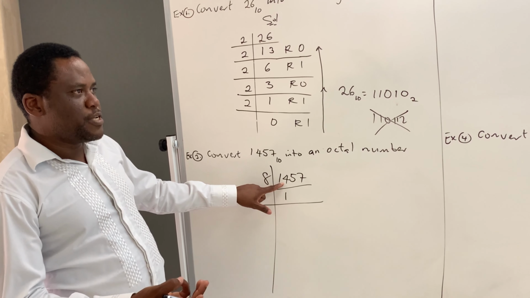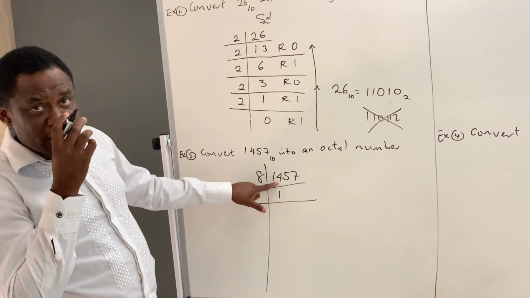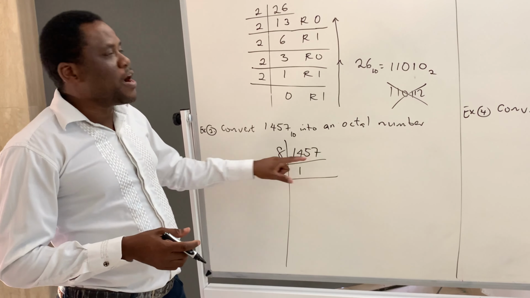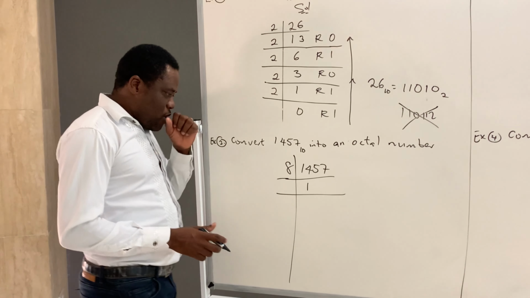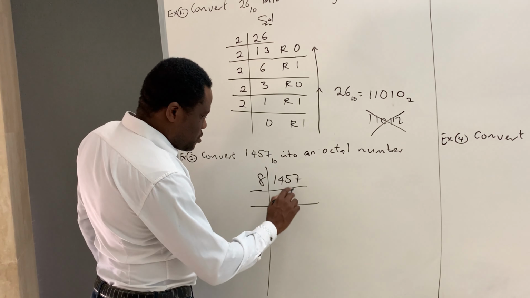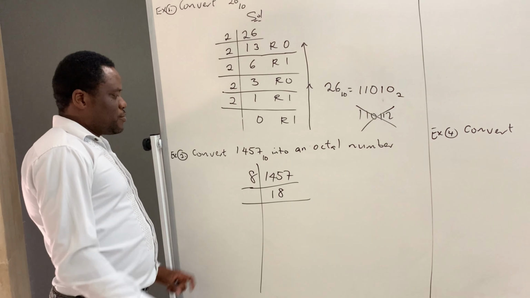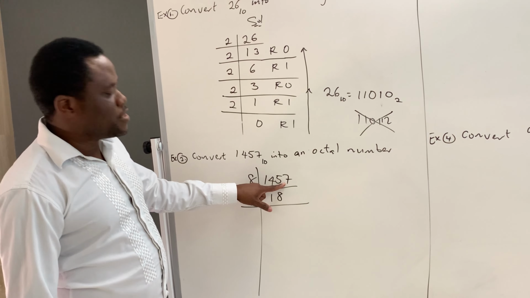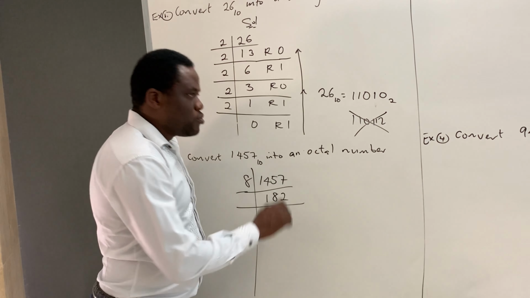8 times 14 is... it's 6. So how many times does 8 go in 65? 8 goes in 65, in 64 is 8 times. So remaining 1. How many times does 8 go in 17? That is 2. What is left?